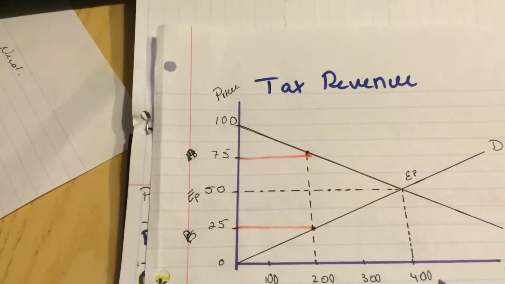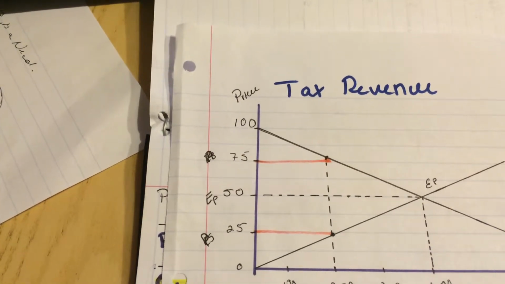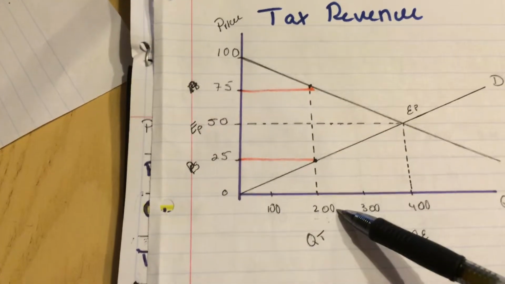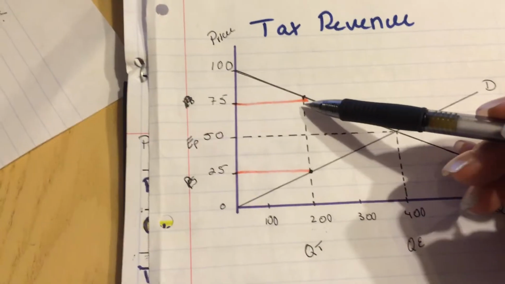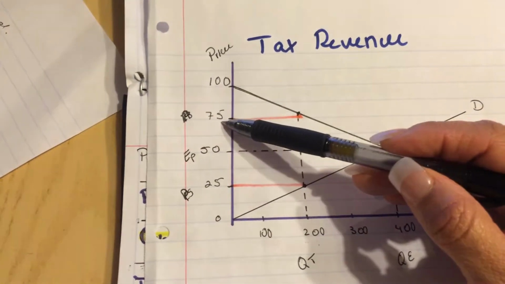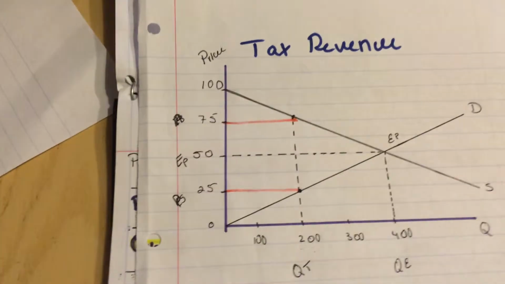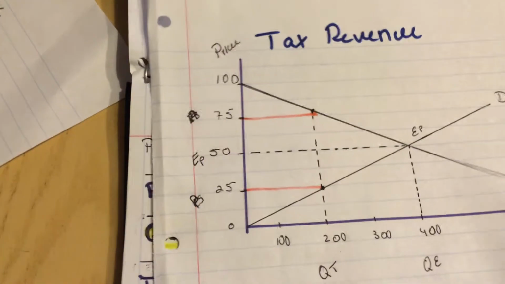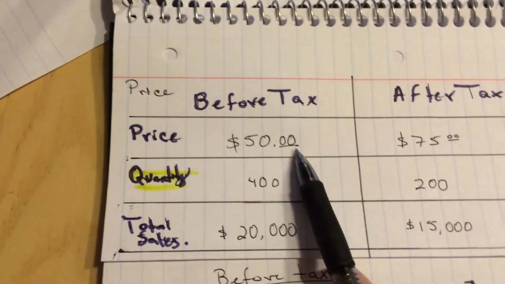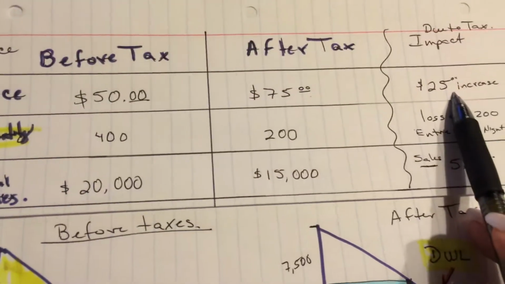Then with a tax imposed of $25, we're going to have a drop in the number of plates sold at the restaurant per night, because now the price of the plates increases by $25. So now consumers are not going to pay $50, but instead they're going to pay $75. Before taxes we were paying $50, after taxes we're paying $75. That's an increase of $25.